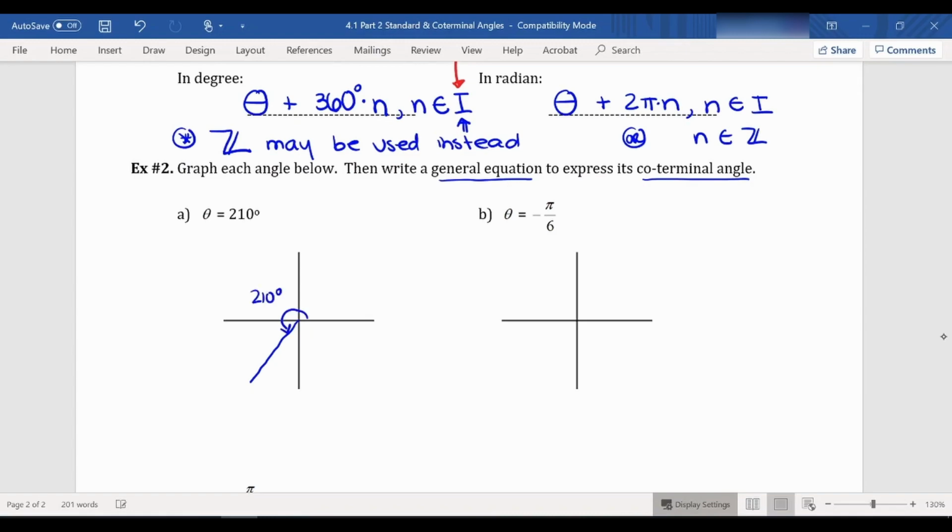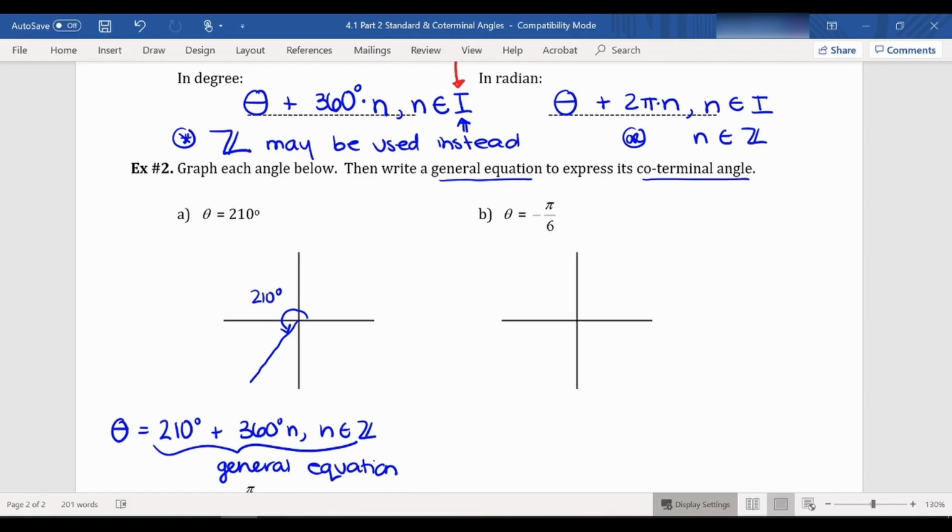My coterminal angles we're going to write like how we have above here. So my coterminal angles would be 210 plus 360n, where n is an integer. That's it. That's a general equation. We might add a theta equals in the front.